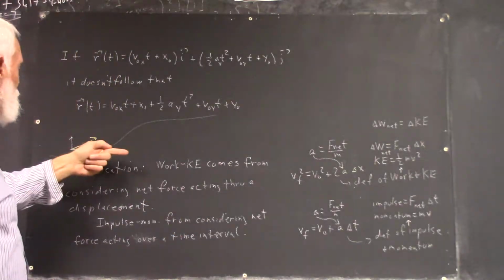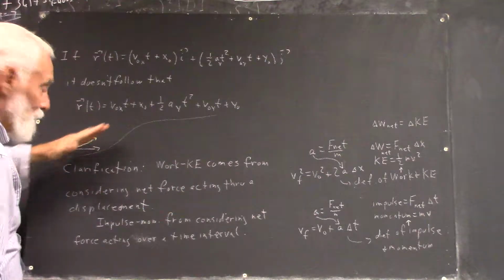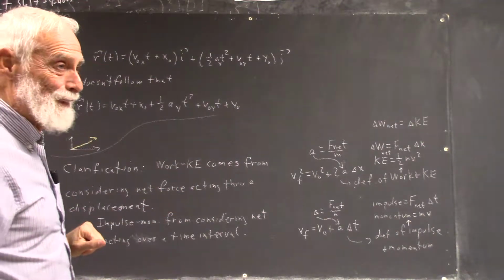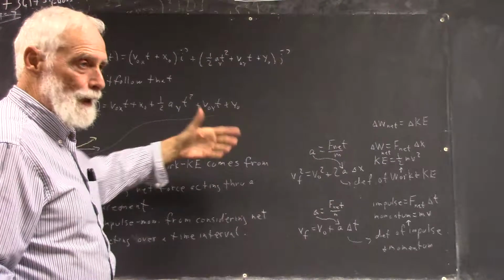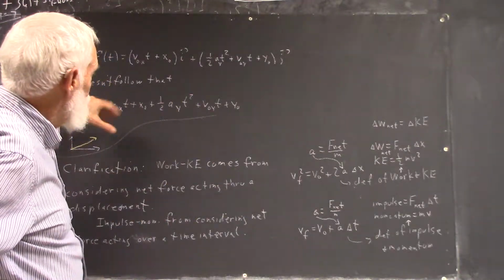You've got a component this way, a component this way. You don't just add them head to tail. You add them as vectors, right? So doing this would be like just adding them head to tail. Okay. So that's just, you don't do it.